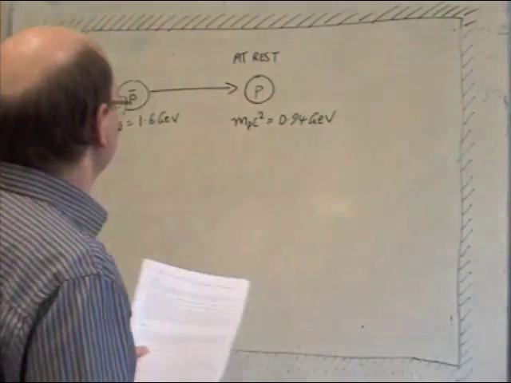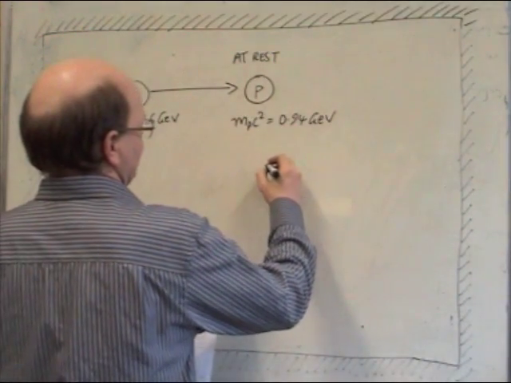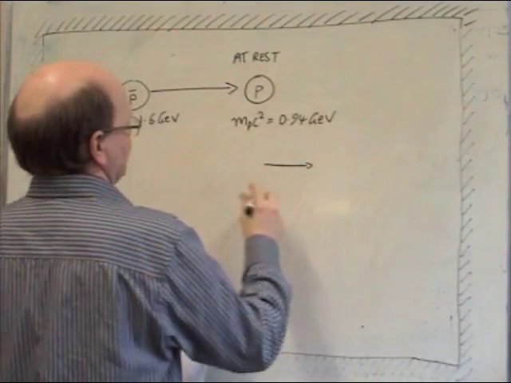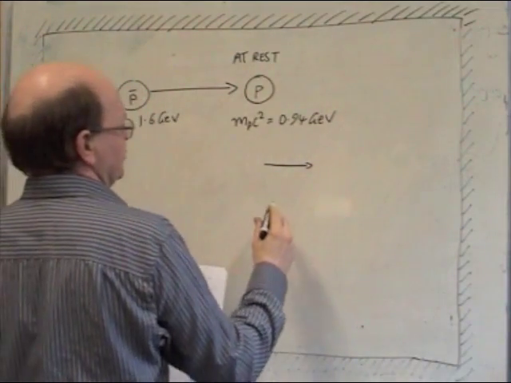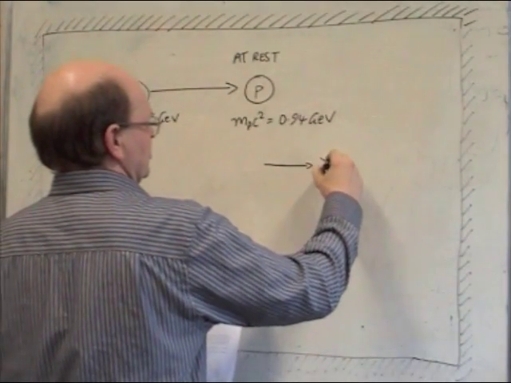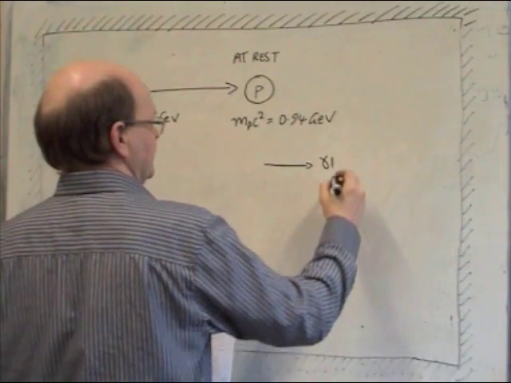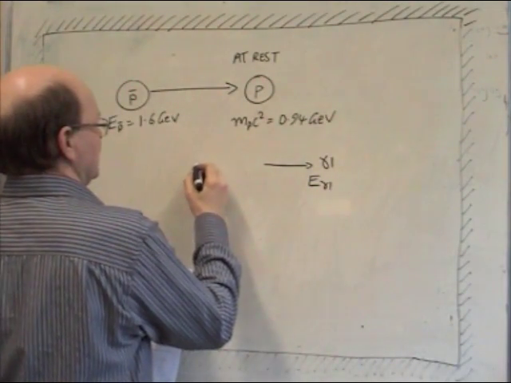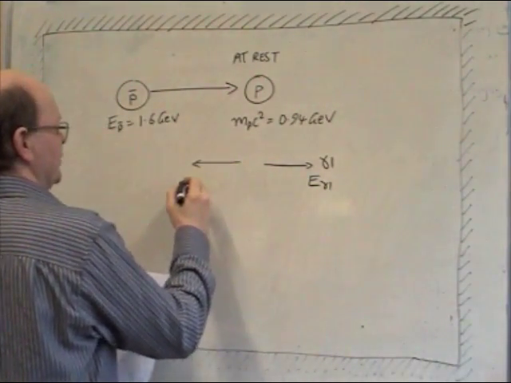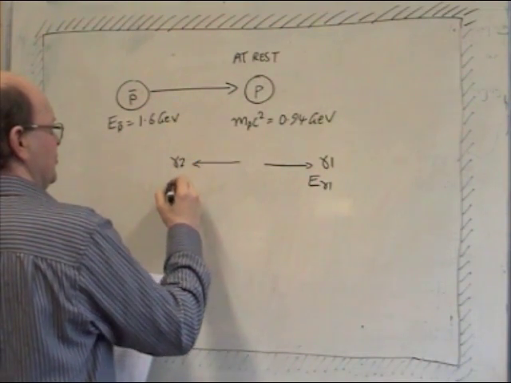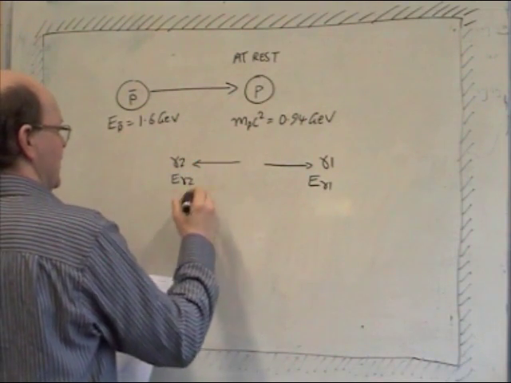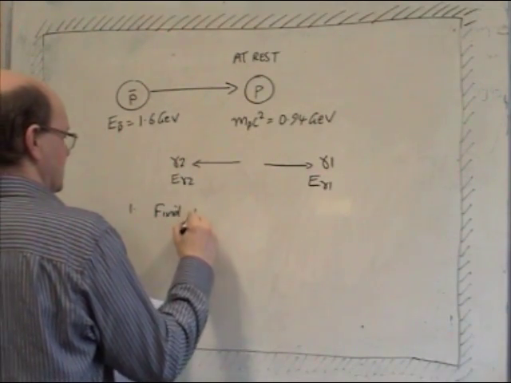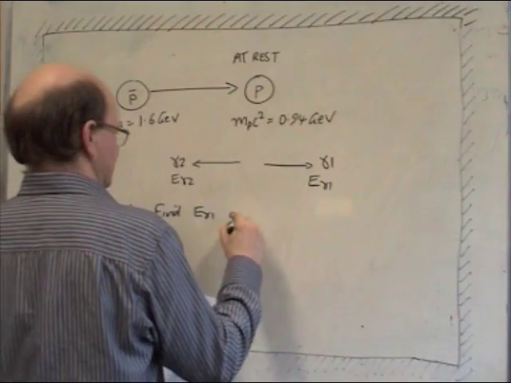And so after this collision you get the emission of two photons, and you're told that one of the photons is emitted in the same direction as the direction of incidence of the antiproton originally, so we'll call this gamma 1, and it has an energy E gamma 1. The other photon is emitted in the opposite direction, we'll call that one gamma 2, and it has energy E gamma 2. The first part of the question is find E gamma 1 and E gamma 2.